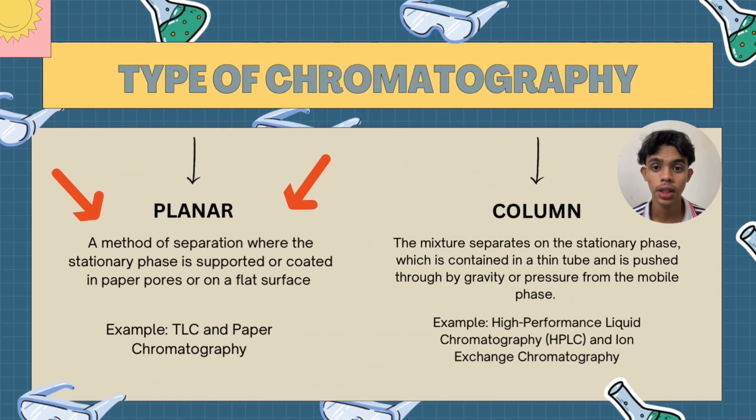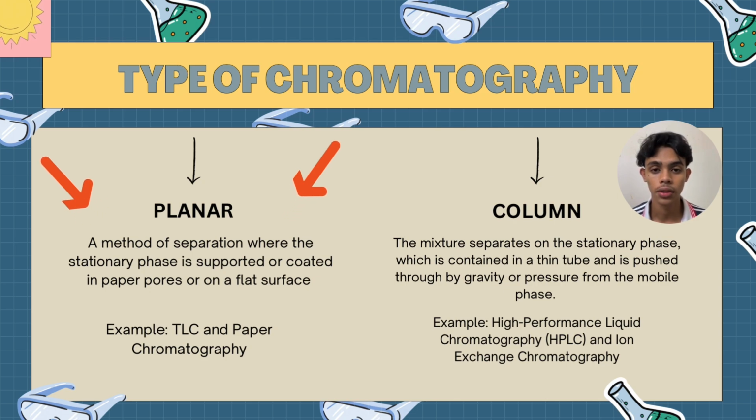In chromatography, we can distinguish the method into two types, which are planar chromatography and column chromatography. Planar chromatography is a method of separation where the stationary phase is supported or coated in paper pores or on a flat surface. Examples are paper chromatography and thin layer chromatography, or TLC. This method uses paper chromatography to separate a sample mixture into its individual components by hanging the paper and dipping it into a solvent at the bottom of the paper strip.